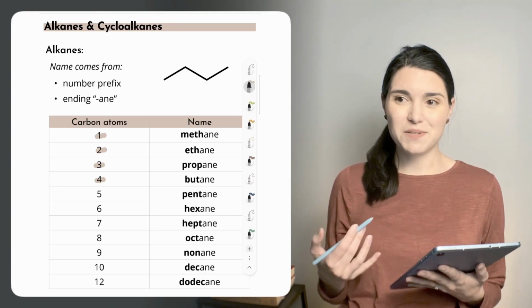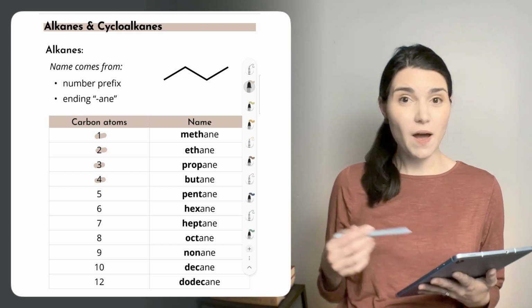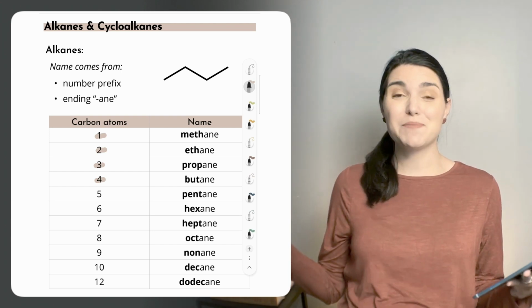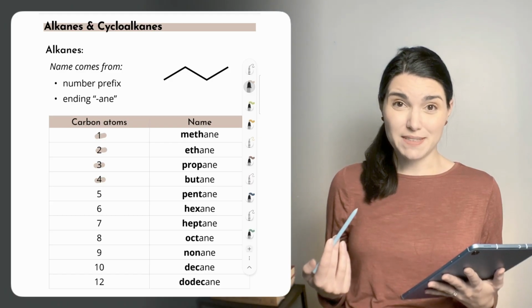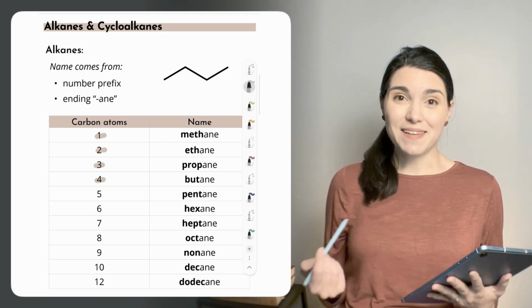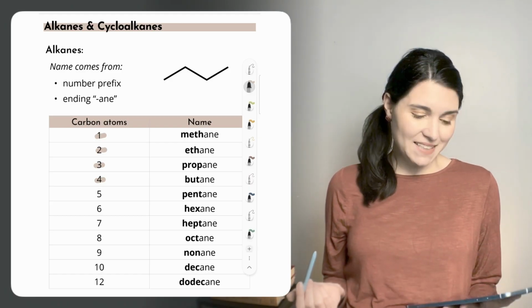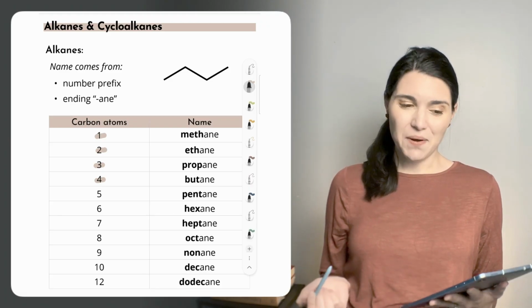And so you're going to have to know these off by heart. They're something that you should be memorizing. The rest of these, from 5 all the way up to however many carbons you can count, are the more traditional numerical prefixes. They come from Greek. So like how an octopus has 8 legs, octane has 8 carbons.